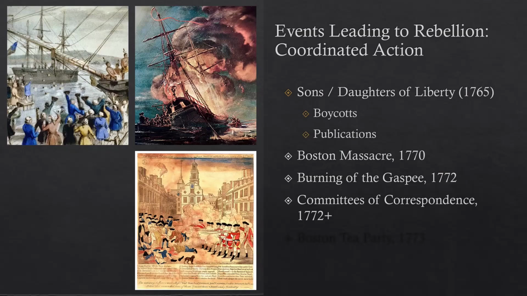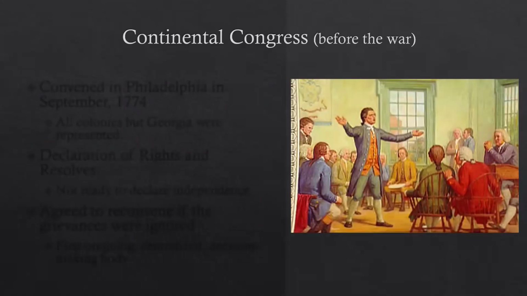Here's what the British government is doing. Here's why we don't like it. Here's the boycotts and the ways how we're gonna respond to it. Please join us. That sort of effort. And again, you knew about the Boston Tea Party there.